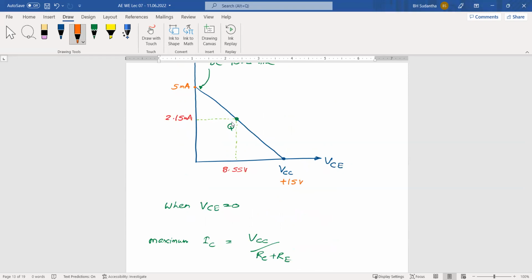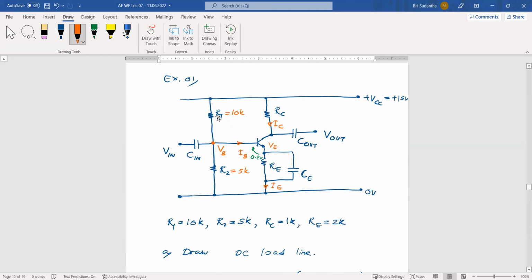Actually, the Q point is determined by selecting these components. I think you have realized this. When we select these components here, then we have selected the Q point location. In other words, if you want to change the Q point location, you have to change these component values. Okay, that's what we have to discuss under transistor amplifiers.